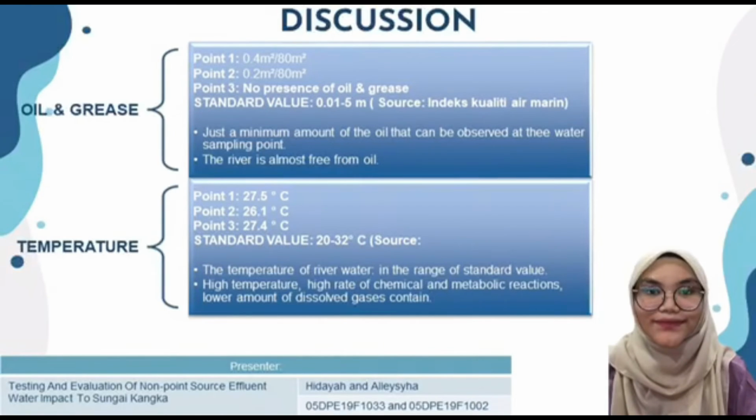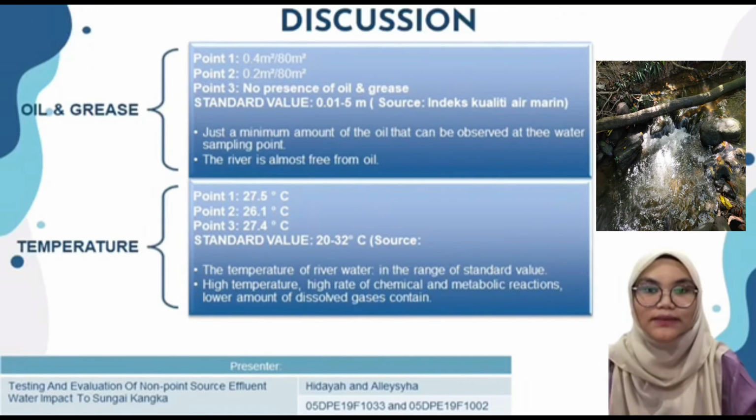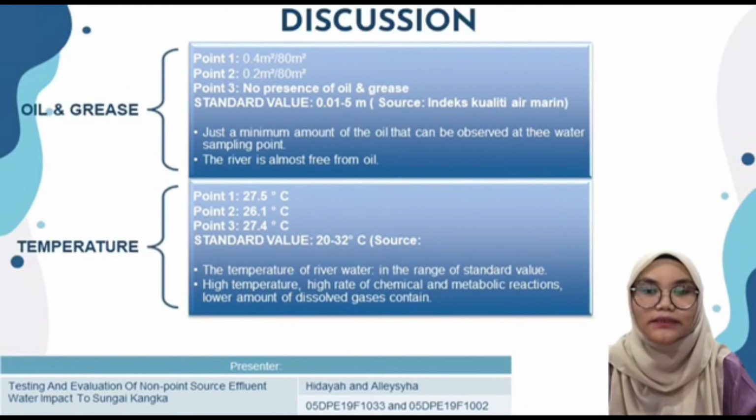Oil and grease standard value is 0.01 until 5 mg/L based on the Interim Marine Water Quality index. It is because the quantity of oil and grease is just the minimum amount of oil that can be observed at the water sampling point. So it means the river is almost free from oil.